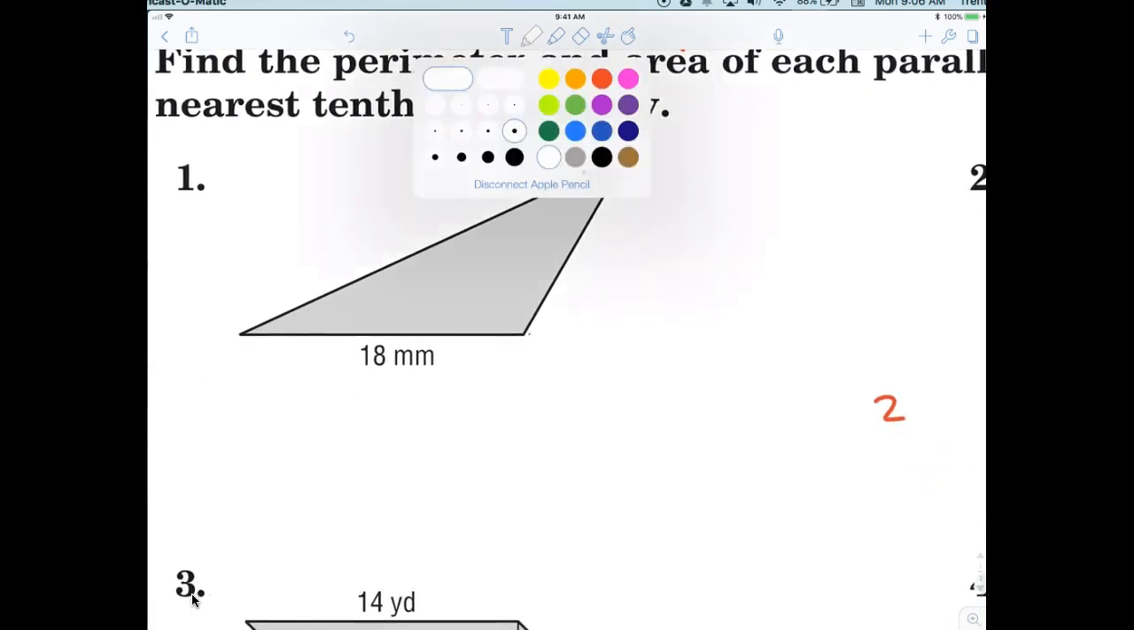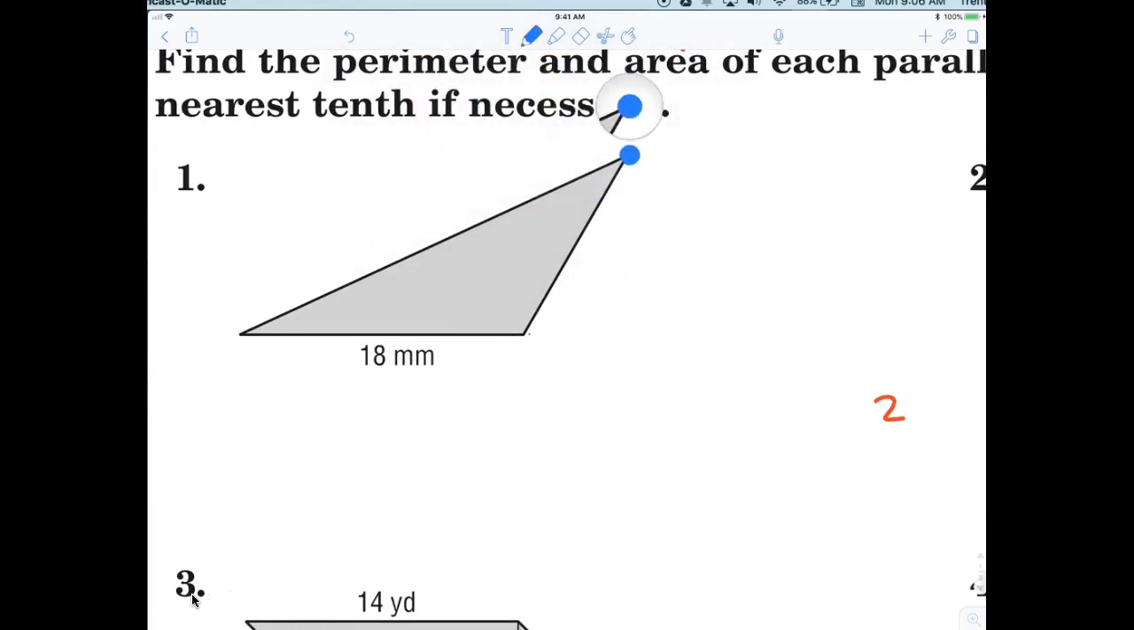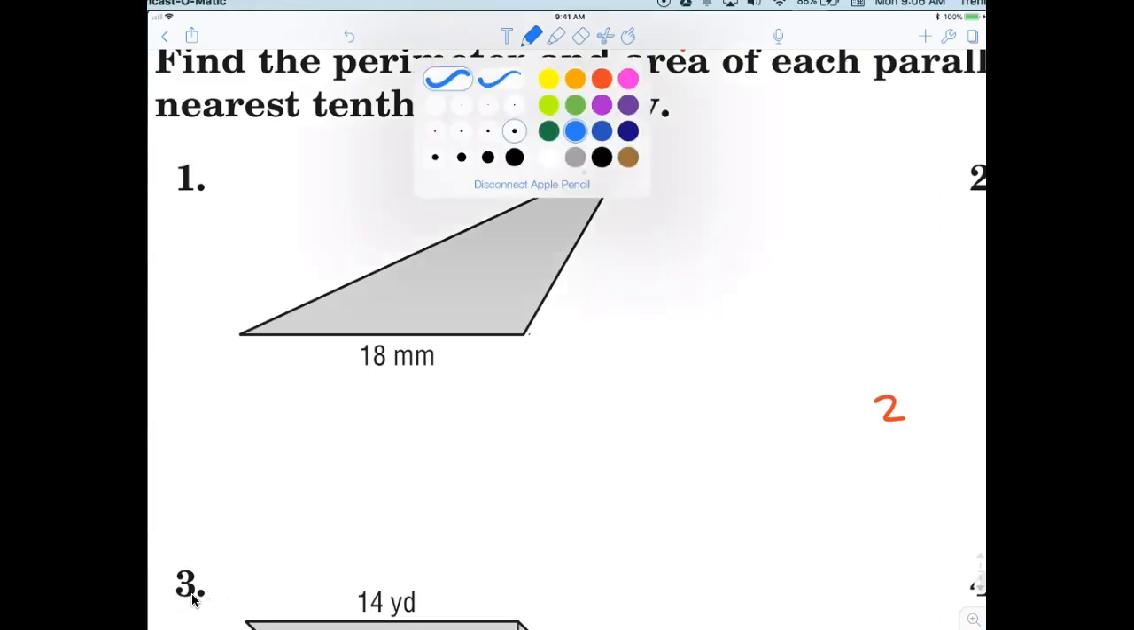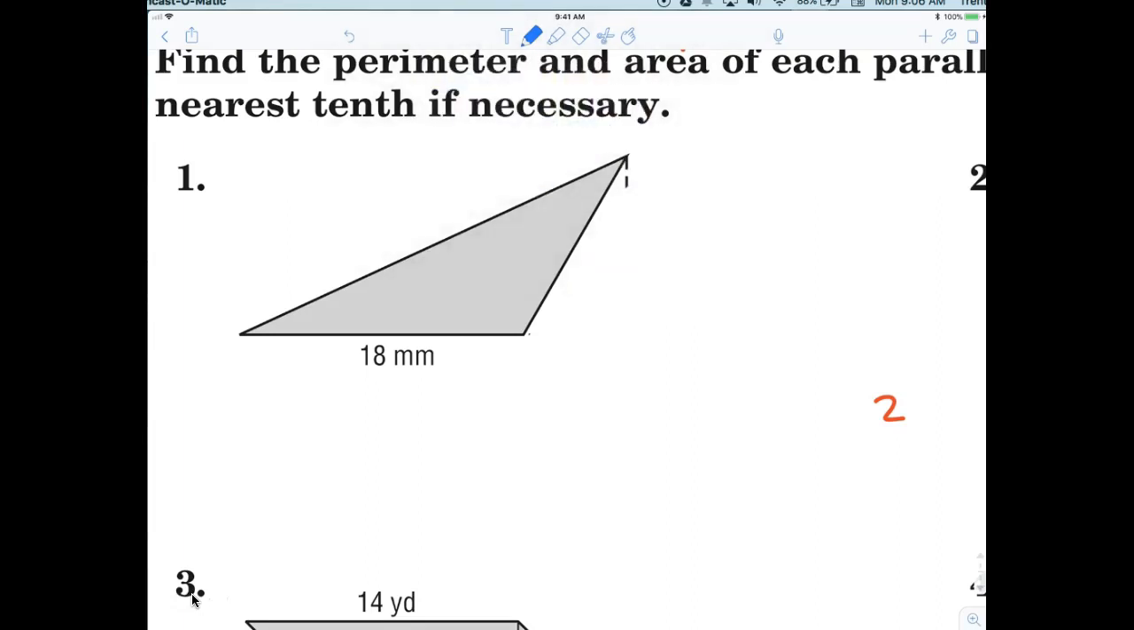I'm now going to try to draw the height. However, you have to remember that the height is to the base. You see what I'm saying here? But staying within this length of 18, there is no right angle. Do you agree with that? So I have to draw it outside. All right? That is the height that corresponds to that triangle. You agree with me on that?